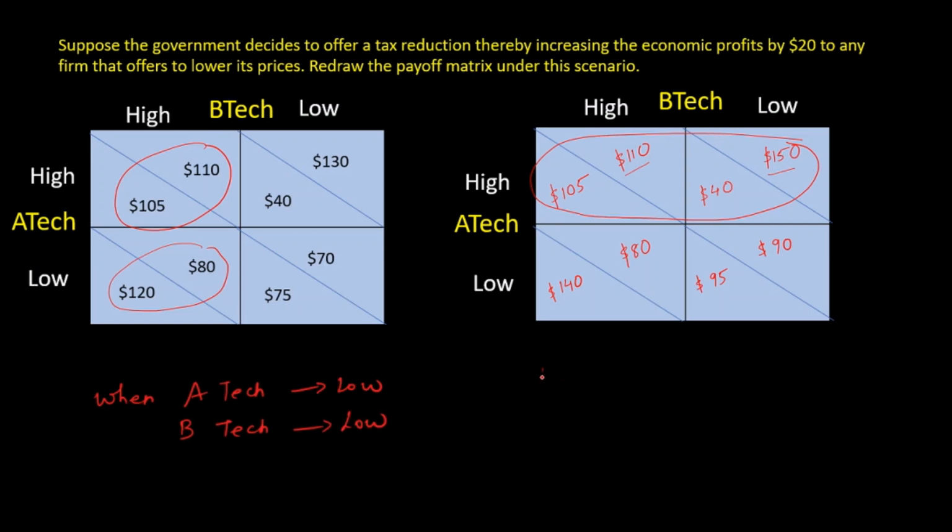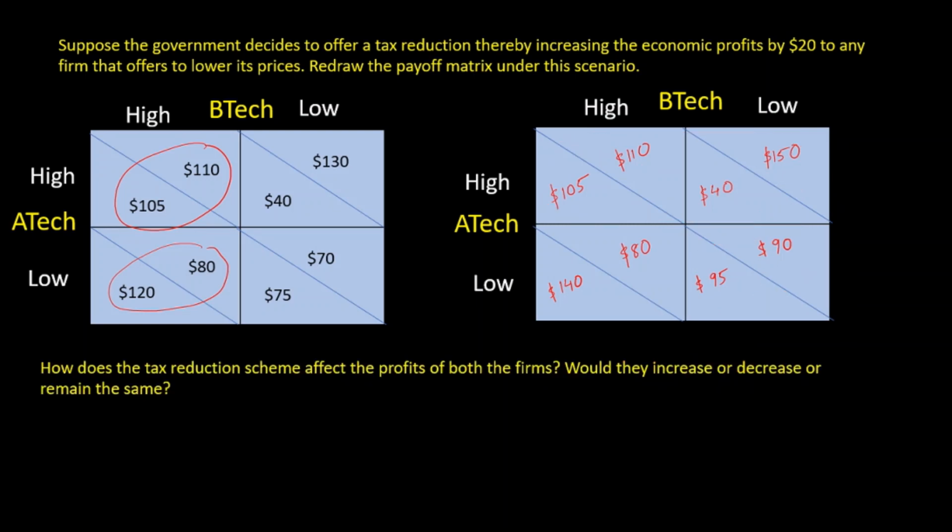So when A Tech is high, B Tech should always go low. So you can see that after the government incentive, both the firms now have a dominant strategy to charge lower prices. So both the firms would remain in this area. So firm A Tech as well as firm B Tech would charge a lower price. So both the firms would remain here, and thus the Nash equilibrium is attained in this part of the matrix.